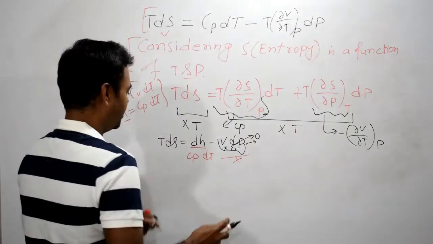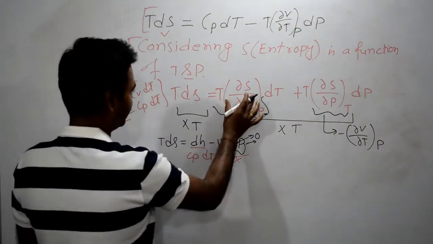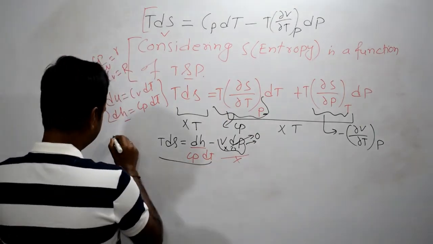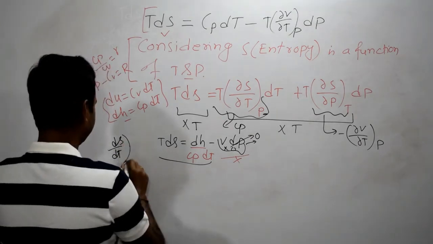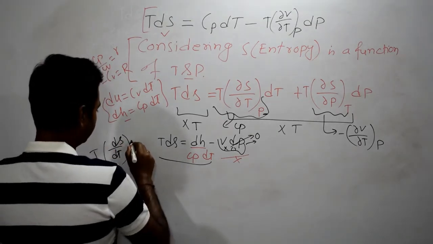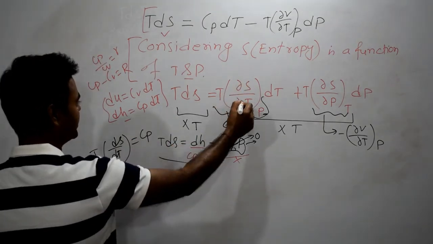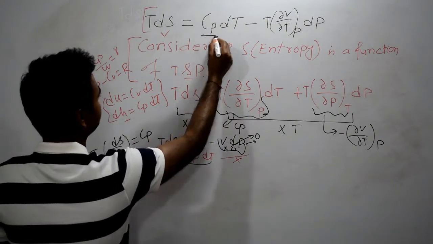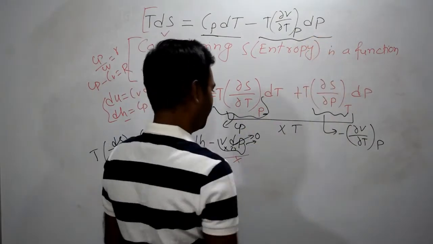Okay, now we have to arrange this in such a way that we can fit it here. So what we can write from this is (dS/dT) times temperature T is equal to Cp. So in place of T(∂S/∂T) at constant pressure, we can write Cp. So this part also matches. Now we have to match this other part.